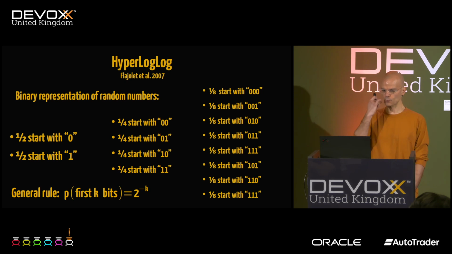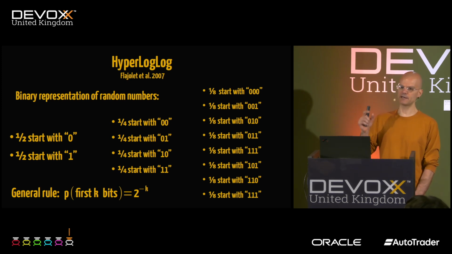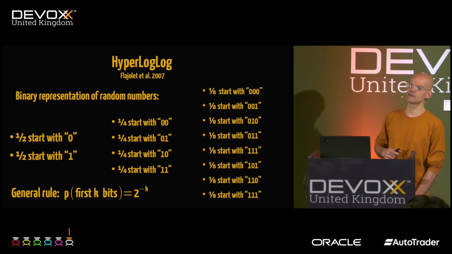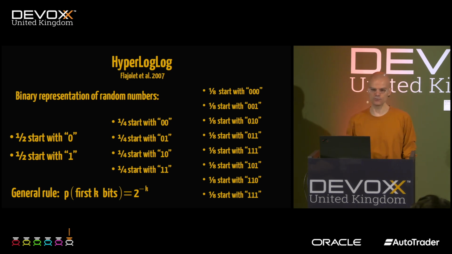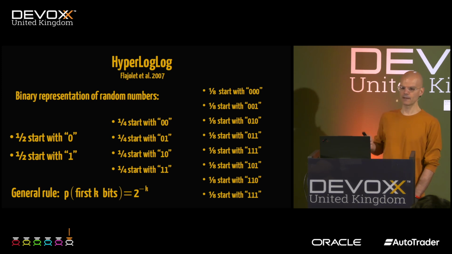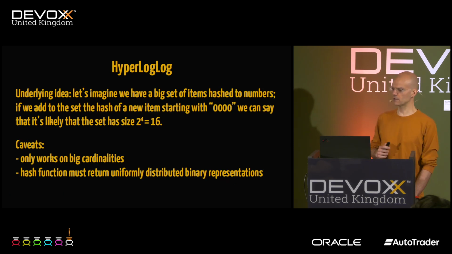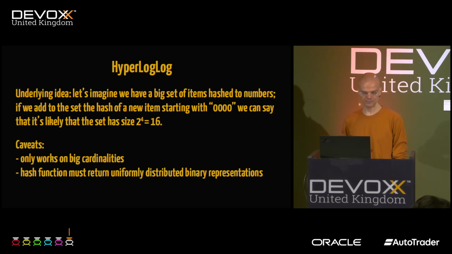So there's a general rule here. The probability of having a specific set of k bits as the leading bits of a number is equal to 2 to the minus k. Now, how does HyperLogLog leverage this?